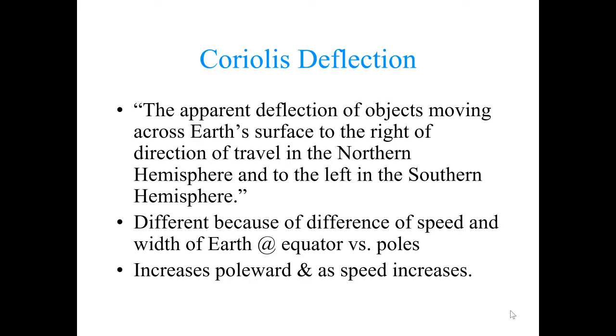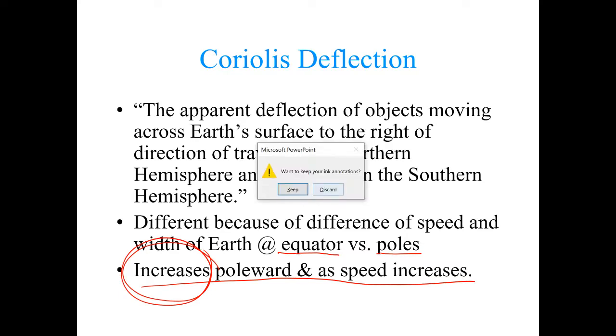At the equator, though, where you have the greater distance to cover, you have a faster speed. At the poles, you have less of a distance to cover, but a slower speed. So Coriolis deflection, of course, is going to increase poleward as speed increases.